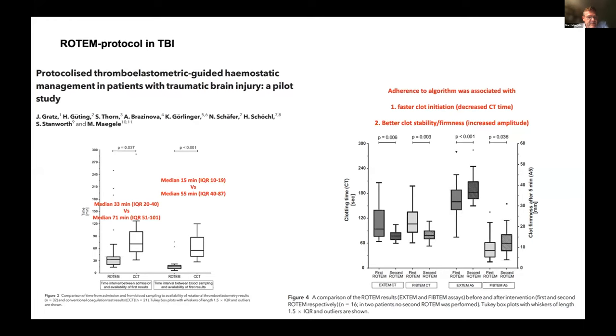And this was evident for both time intervals: between admission and availability of the test results, and between blood sampling and the availability of test results. And adherence, as you can see here on the right-hand side, in the box plots, the adherence to the algorithm was further associated with faster clot initiation, as evidenced by a decreased clotting time in the ROTEM trace, and also associated with better clot stability and firmness, as evidenced by the increased amplitude in the ROTEM trace.